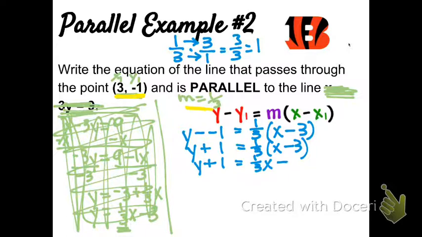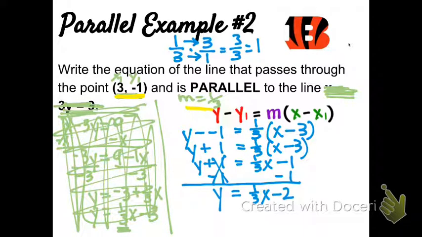So this is -1. Now the very last step, I want y by itself, but there's that plus 1, so I'm going to subtract 1. Because 1 minus 1 is 0, so I have y equals 1/3 x minus 2. So that is my equation that is parallel to that original equation and goes through this point here.